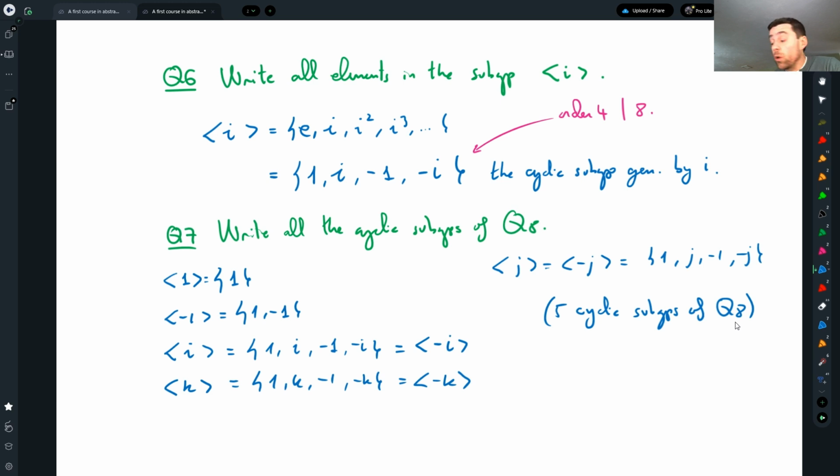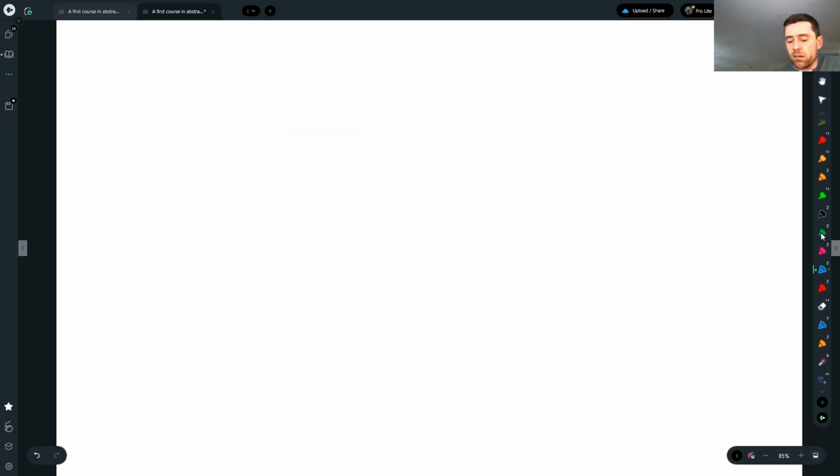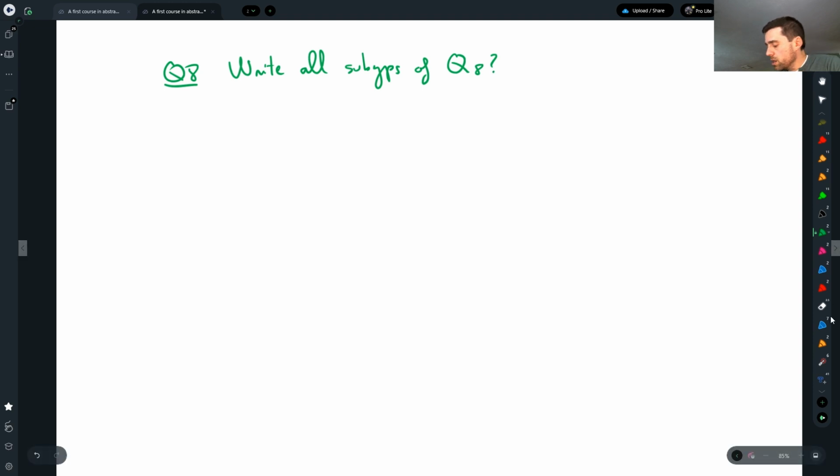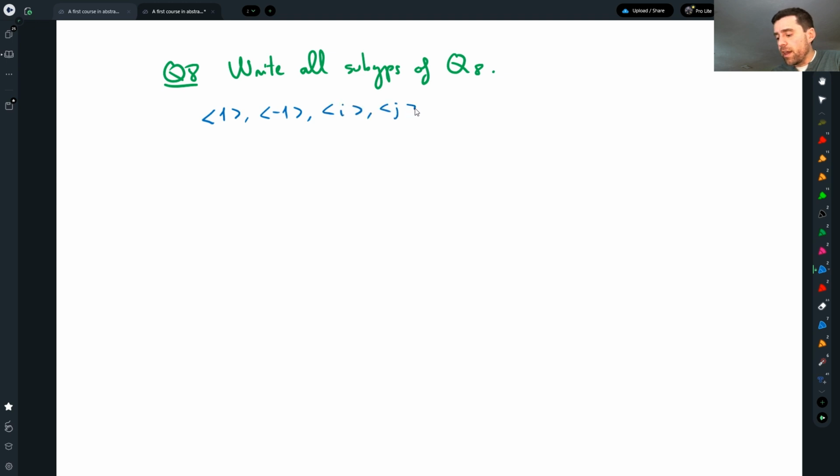Now that I know what the cyclic subgroups are, I can ask another question, which is: write all the subgroups of Q8. So we do have already 5 of them. I have the subgroup generated by 1, by minus 1, by i, by j, and by k. That's 5 of them, and those are the cyclic ones.